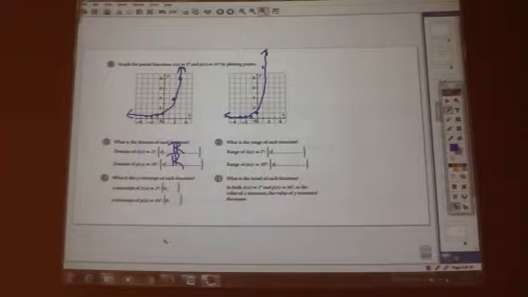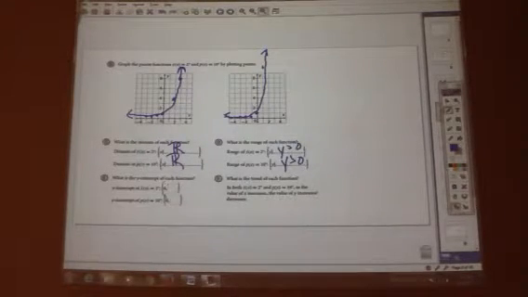What about the range? The range over here does not go below the x-axis, but it does go above the x-axis, so y is greater than 0. What about the 10 to the x power? Same thing. It doesn't go below the x-axis, it gets really, really close, and then it goes up. y is greater than 0.